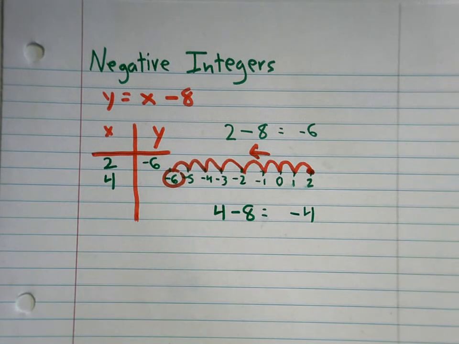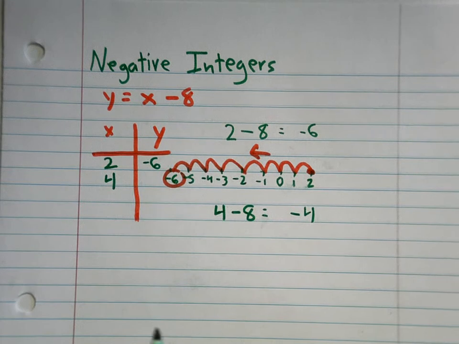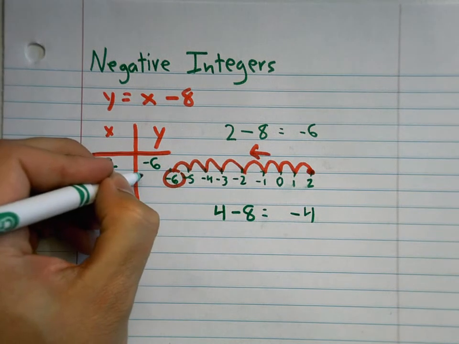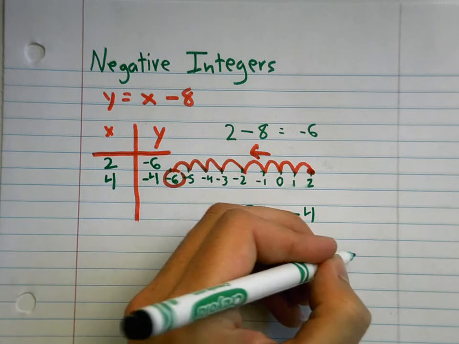If I go 4 and I take away 4, that gets me to 0. But I still have 4 more to go. So for those 4 more take me to -8. Okay? Or sorry, to -4. And I'll use a number line to show you real quick.